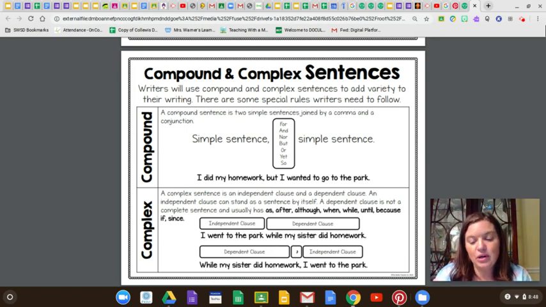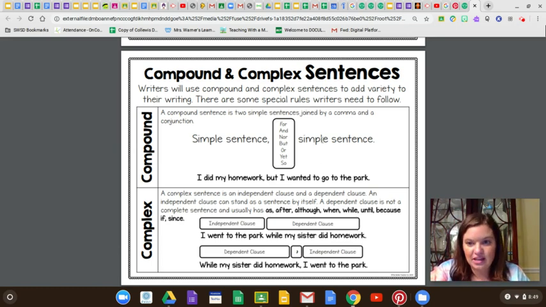So while my sister did homework, I went to the park. I went to the park is still independent. It's still its own sentence. It's a simple sentence. It's a small sentence, but it's still a complete thought. I went to the park. Complete thought. Subject, predicate, whole thing. The dependent clause is not a complete thought. One more time. If the dependent clause is first, just like on this example, then you need a comma. If the dependent clause is second, then you do not need a comma.